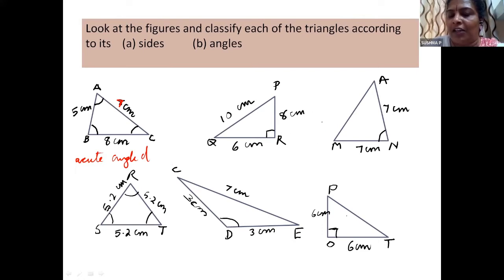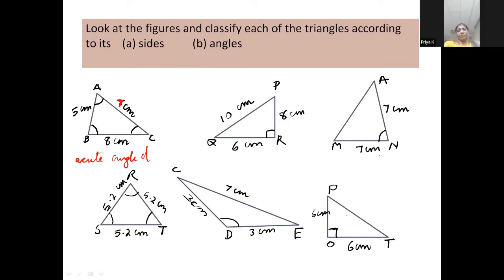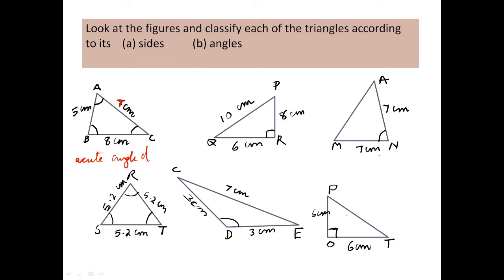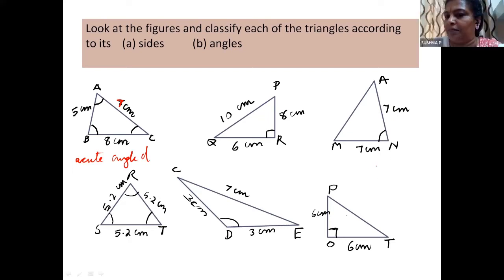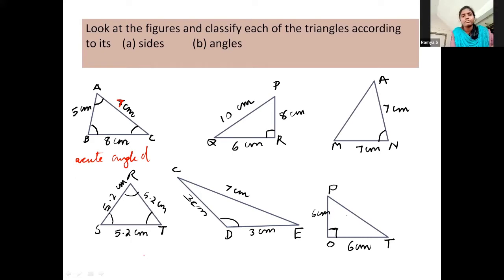Now similarly, can you name this again? Right angled scalene triangle. So this exercise will make them revise whatever they have learned. Right? So the next one, the same way. Acute angled isosceles triangle, right? And the third one, equilateral and acute angled triangle.